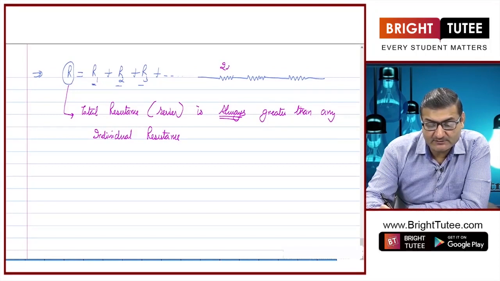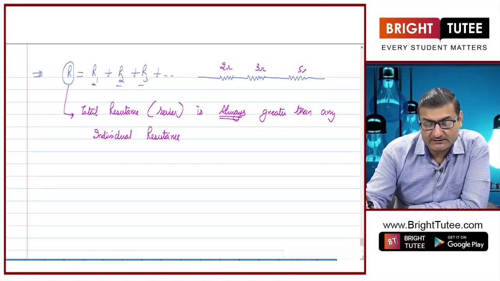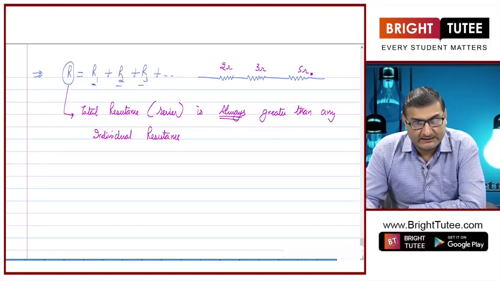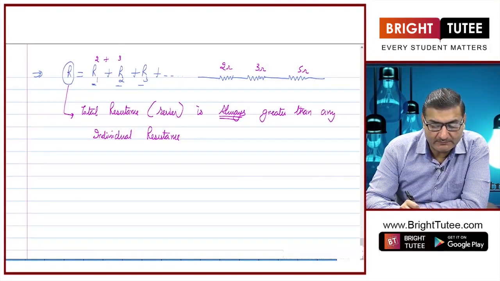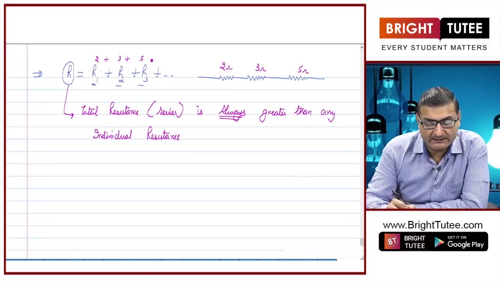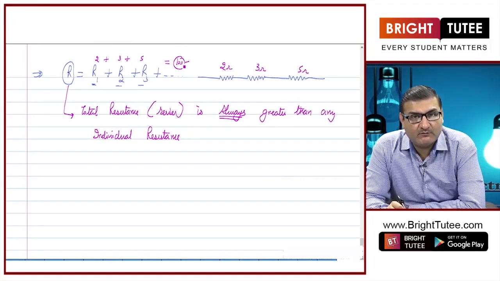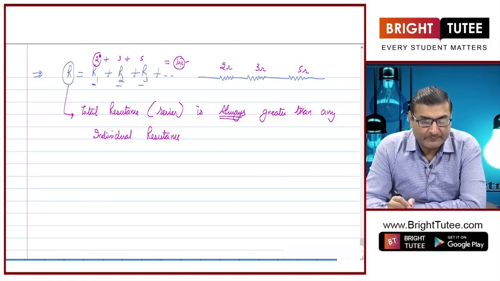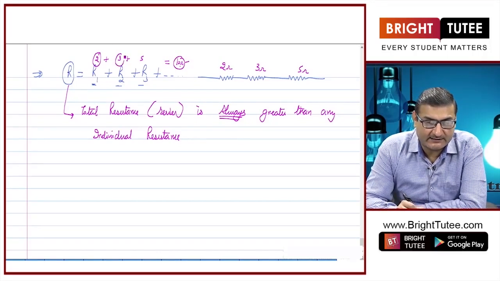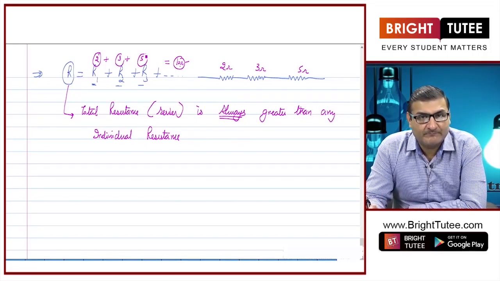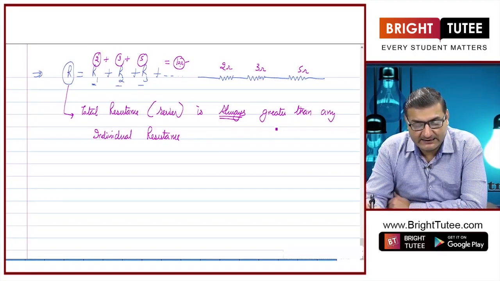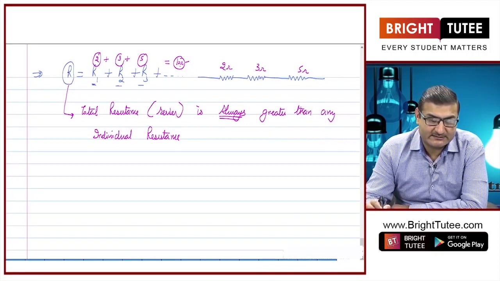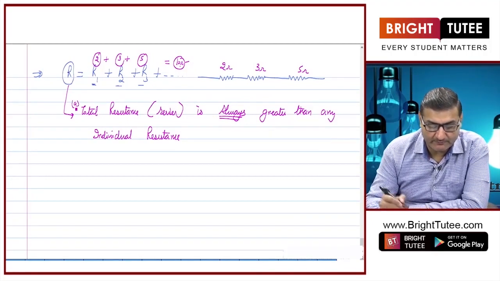Let us take, this is a resistance of 2 ohm, this is a resistance of 3 ohm, this is a resistance of 5 ohm, right. Now, if I calculate total R, it will be equal to 2 ohm R1 plus 3 ohm R2 plus 5 ohm R3, which comes out to be 10 ohms. Now, this 10 ohm is greater than 2 ohm, that is R1, this 10 is greater than 3 ohm, this 10 is greater than 5 ohm. So, the total resistance is always greater than any individual resistance. This is the first thing that we need to remember.